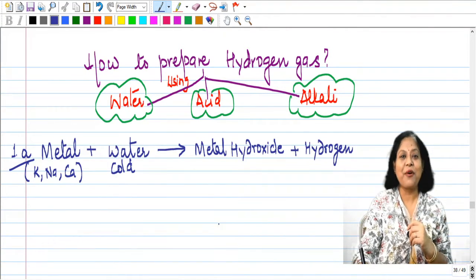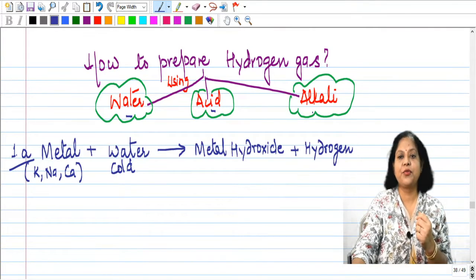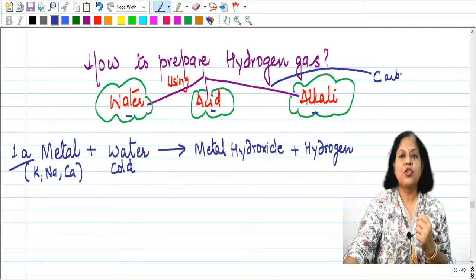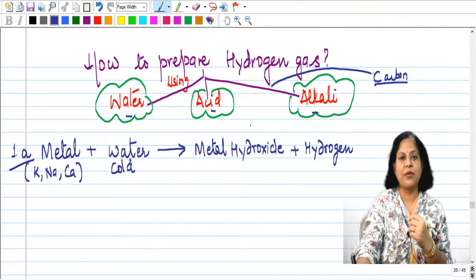Hello students, we are going to take up the preparation of hydrogen gas. So how can we prepare hydrogen gas? We can prepare hydrogen gas using water, using acid, using alkali, and we can also use the non-metal carbon. So with the help of carbon also we can prepare. These are the four methods by which we can take up the preparation of hydrogen. So let's take them one by one.